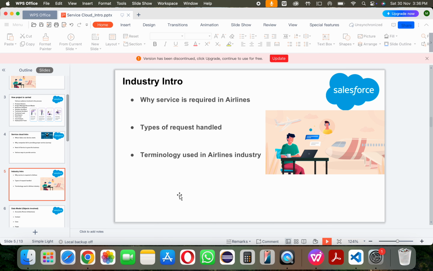Next, for this entire series, instead of going with the refrigerator example I told you about, I'll mainly be giving you more demos and project implementation on the airlines industry. So why is service required for the airlines industry? Same. I have booked a flight ticket from Hyderabad to Mumbai, and my booking date is next month 15th. Meanwhile, I understood I need to carry two more luggages back. Extra luggages I want to carry.